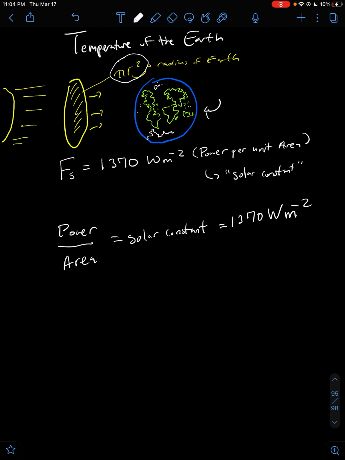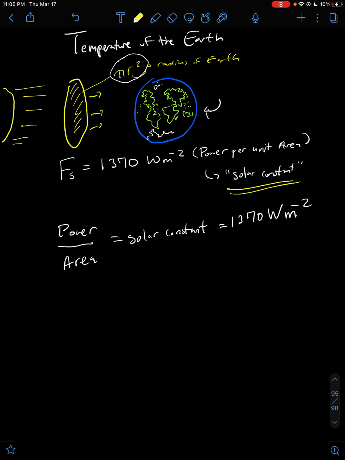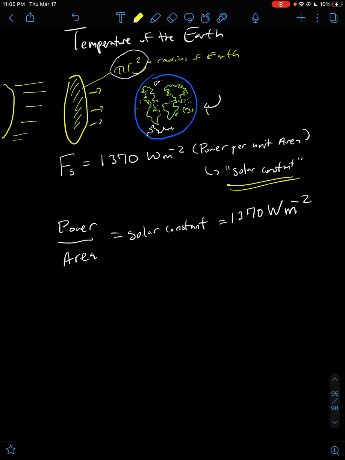Now, since the sun is shining light on the Earth, and light carries energy, the sun is going to be giving power to the Earth. And the power per unit area that the sun shines on the Earth is going to be 1,370 watts per square meter. And that's called the solar constant. And the solar constant is, again, power divided by the area.